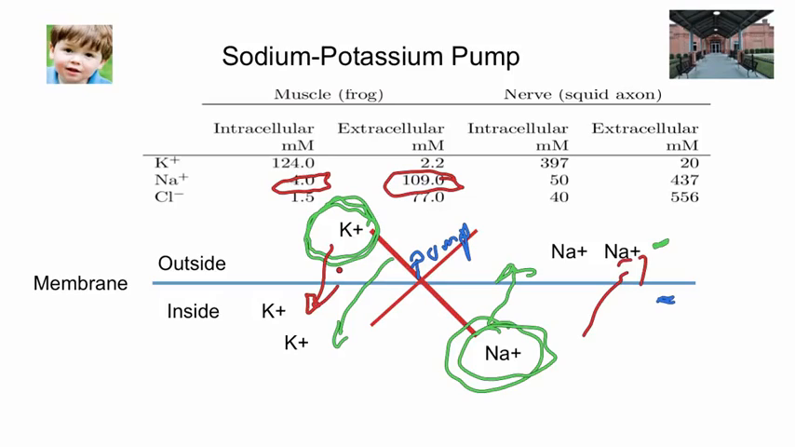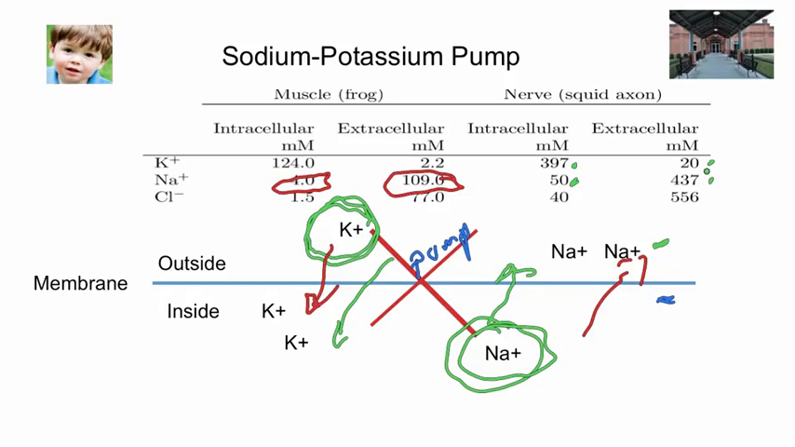Let's just look at the numbers once again. So in squid axon nerve, potassium inside 397, outside only 20. Sodium ions inside only 50, outside 437. The pumps have been doing a good job catching those ions that are in the wrong place and flinging them over in the other direction.